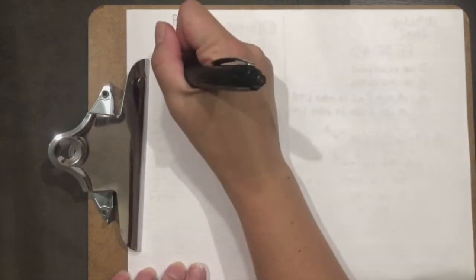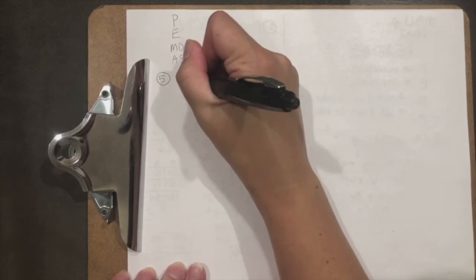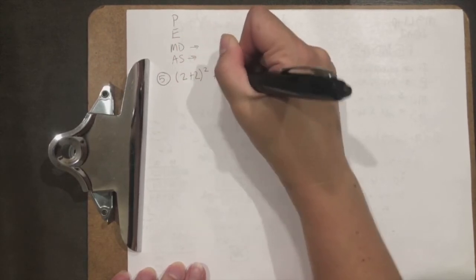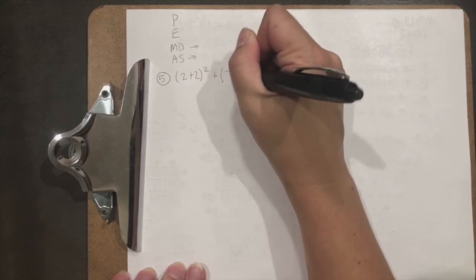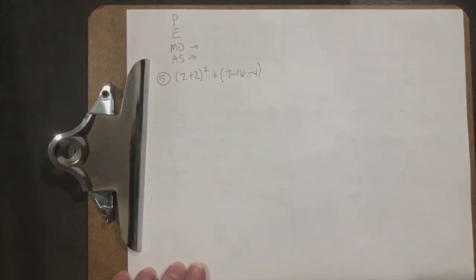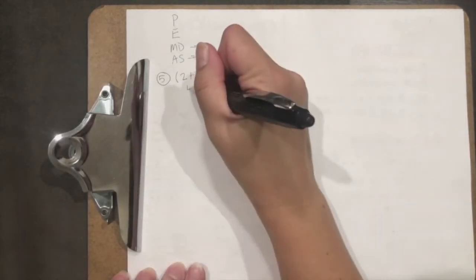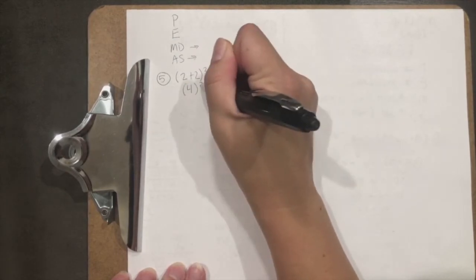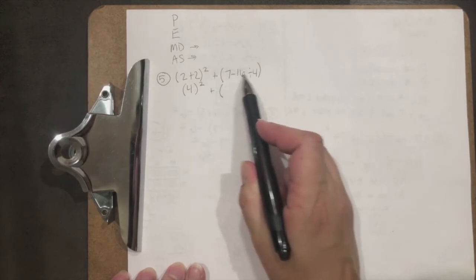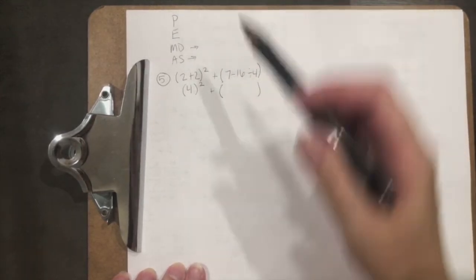We are on number 5. Parentheses, 2 plus 2, close parentheses, squared, plus, parentheses, 7 minus 16 divided by 4, close parentheses. So let's do what's inside. 2 plus 2 is 4. Bring down everything else. Let's do what's inside this parentheses in the PEMDAS order.